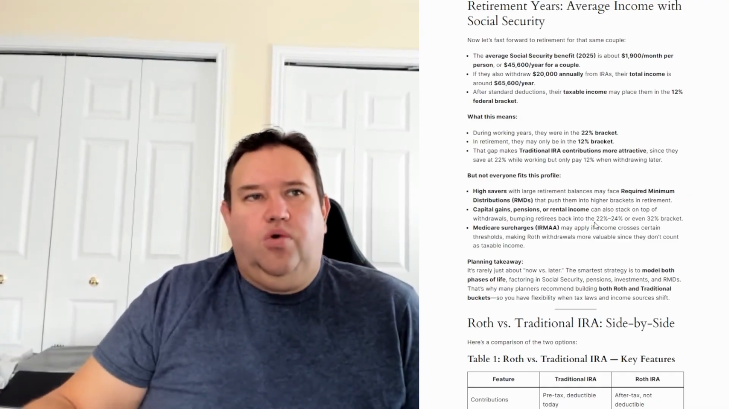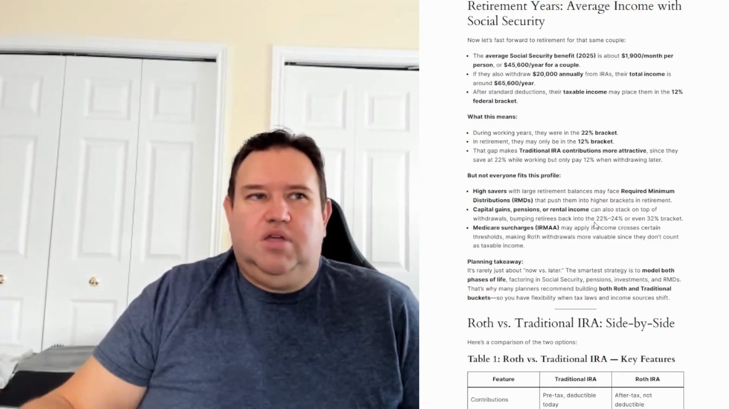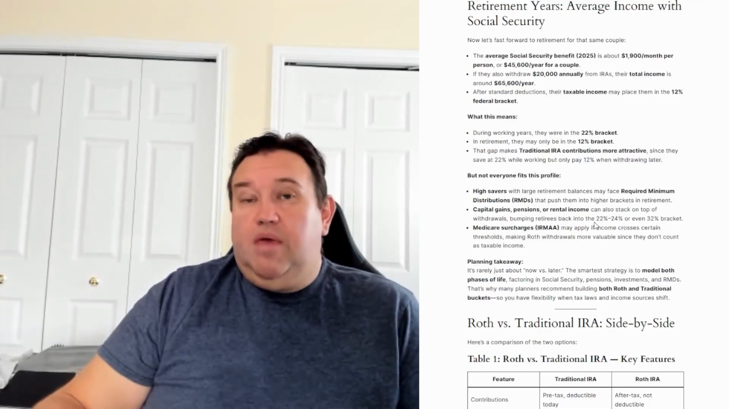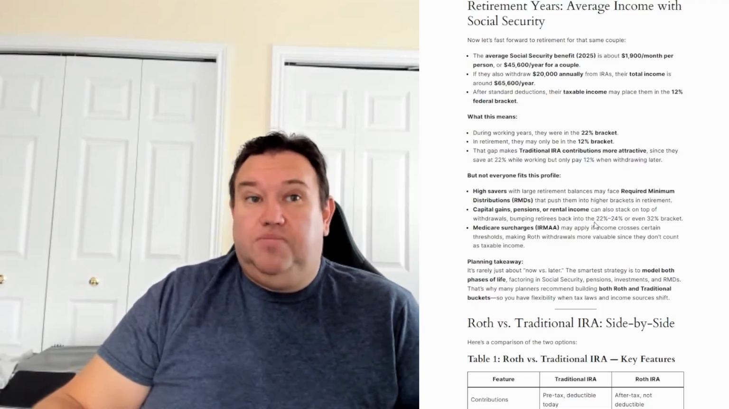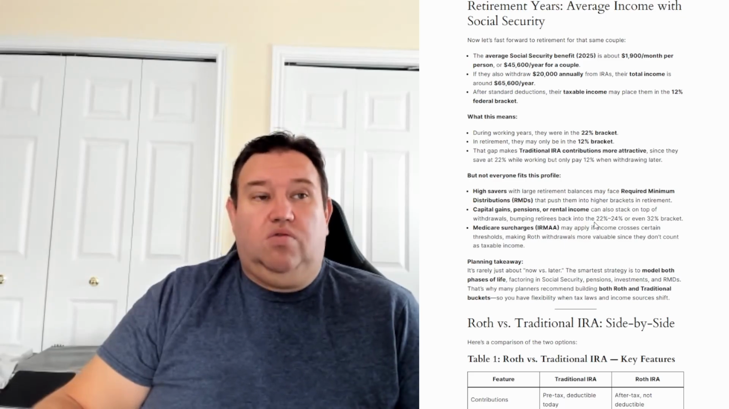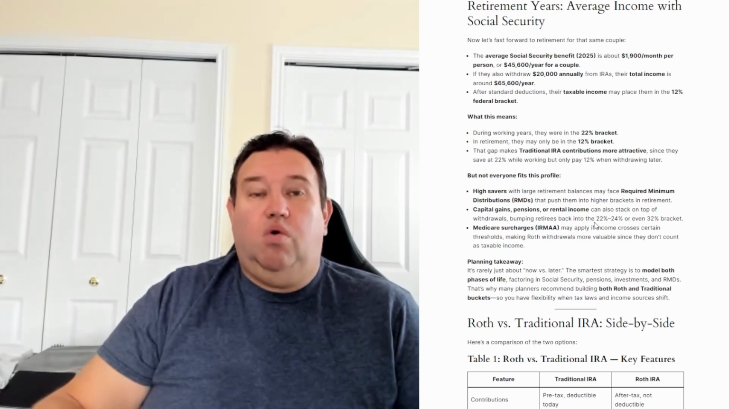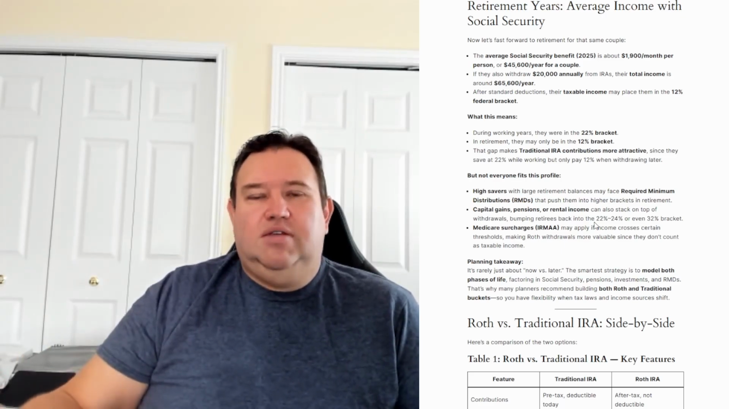This means during the working years they were in the 22% bracket, but in retirement they may be in the 12% bracket. This gap makes the traditional contribution seem more attractive, since they save at 22% while working and only pay 12% when they withdraw it. But this does not fit everyone.